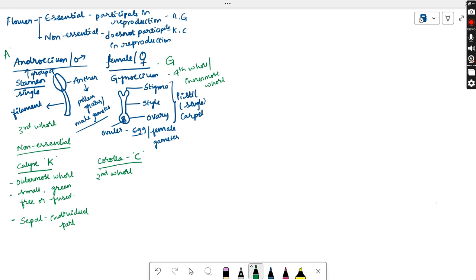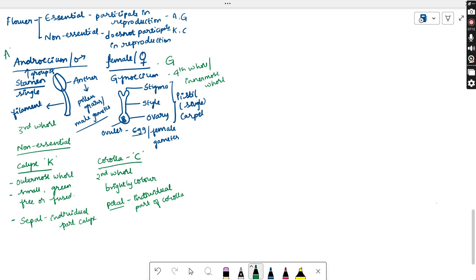Now coming to the corolla, these are bright in color. They are brightly colored. The individual parts of the corolla we call the petal. So petal is the individual part of the corolla. All the group of petals form the corolla. All the group of sepals form the calyx.